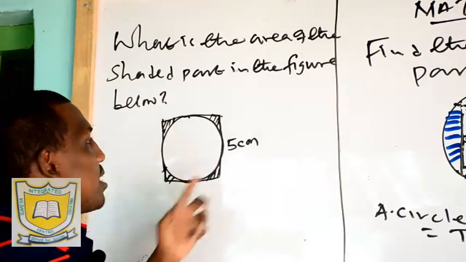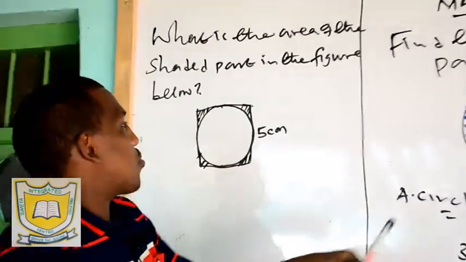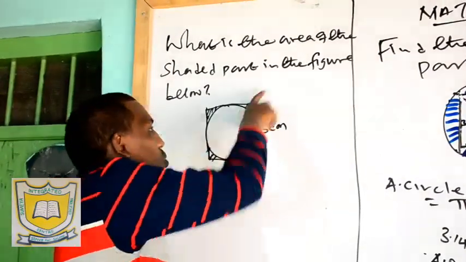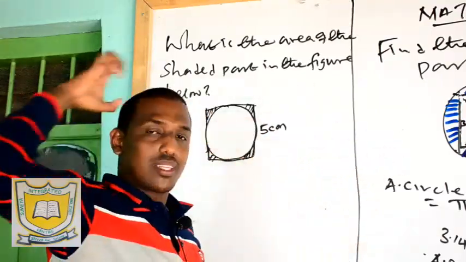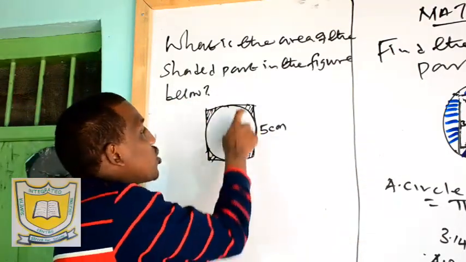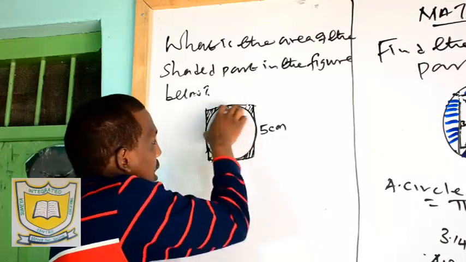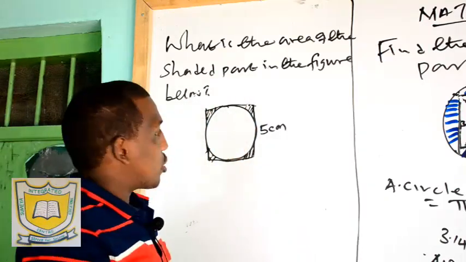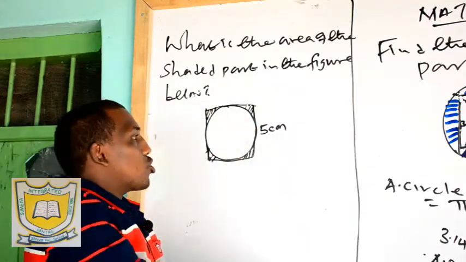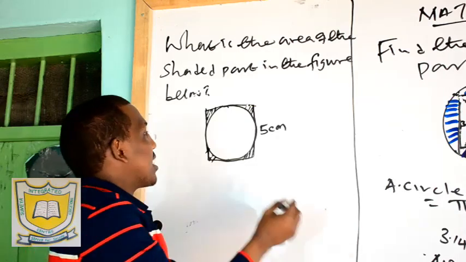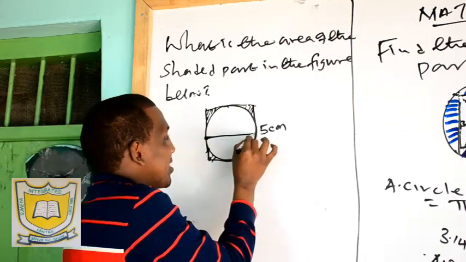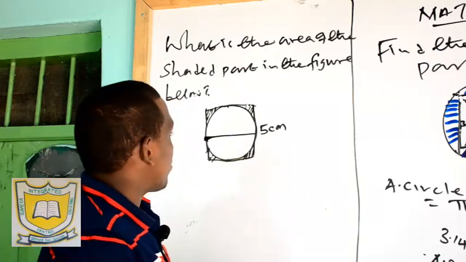So to get this shaded part, it's the same way we did this one. Remember, we do the outer one, we do the inner one, then we subtract to get these parts which are shaded. So what do we do now? We must first get the diameter of the circle. How do we get the diameter of the circle?